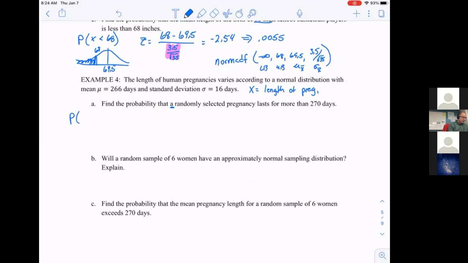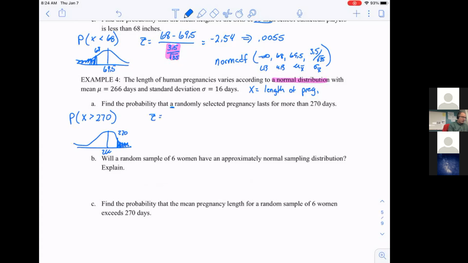Find the probability that a randomly selected pregnancy lasts for more than 270 days. It actually varies according to a normal distribution. Because it told me that, we can do this. If it hadn't told me that, I was going to be out of luck. So greater than 270. We expect a pregnancy to last 266 days, so how many of them last more than 270 days is what I'm trying to figure out.